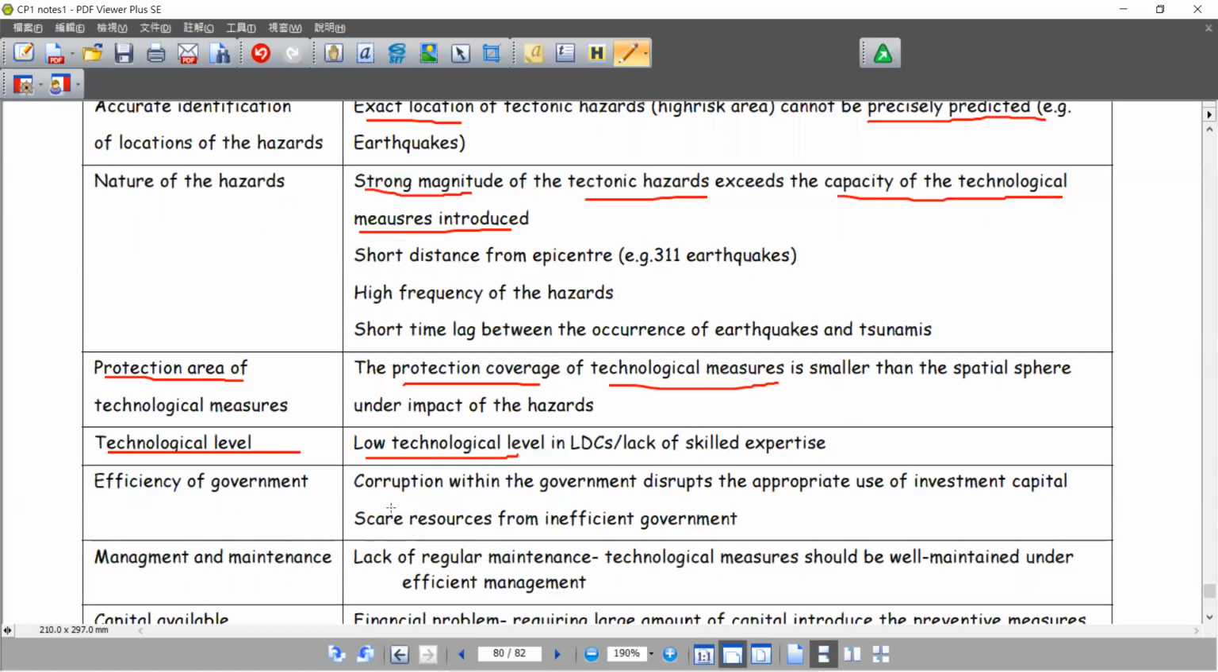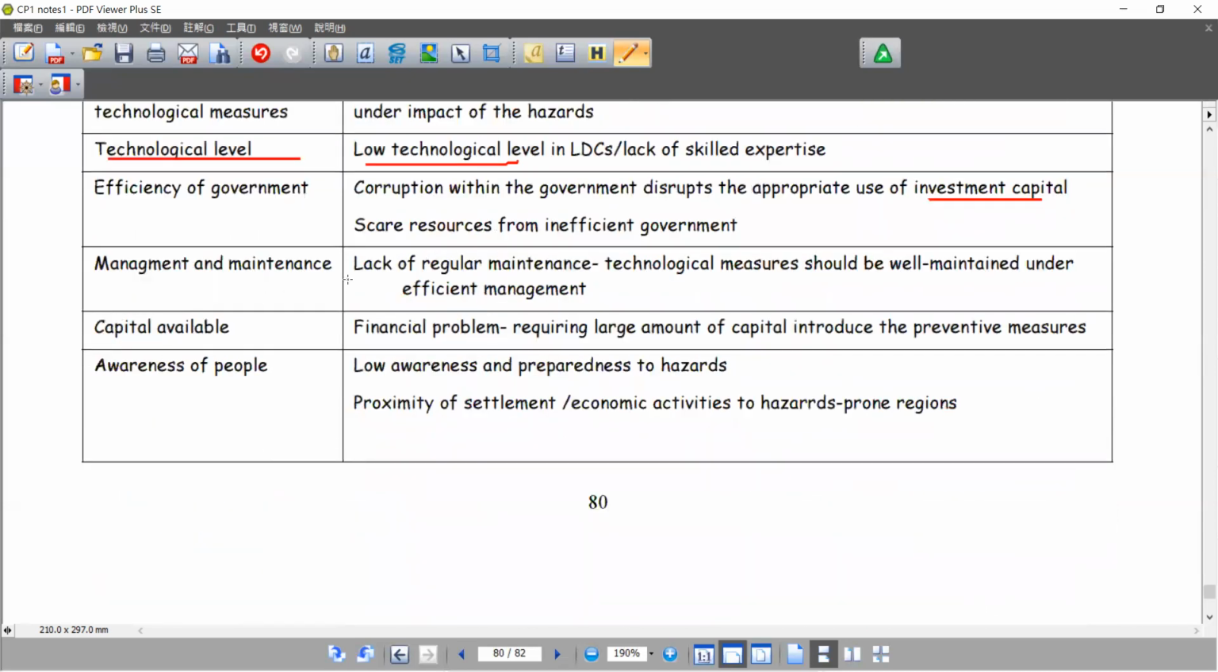Efficiency of the government: if corruption takes place, there is going to be much lower efficiency. The efficiency is generally low, and then the investment capital will be generally low as well. Then lack of maintenance: the technological measures will not be really good, because if the technology is not well maintained, the data is not well maintained, it may fall down. Then it's also a devastating situation. Capital available: no money, no talk.